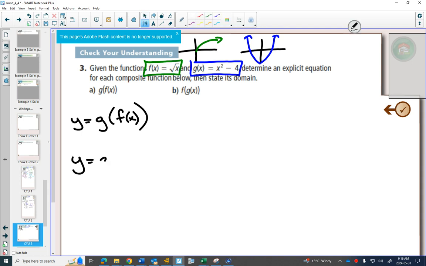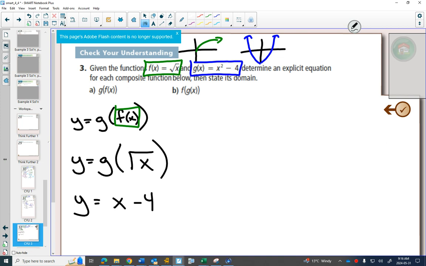First of all, I have f of x right here. For the explicit equation, f of x was the square root of x. Then g of x says whatever you put in gets squared. It gets squared. So what happens when you square a square root? That would just become x, and then you minus 4. So this is our explicit equation.